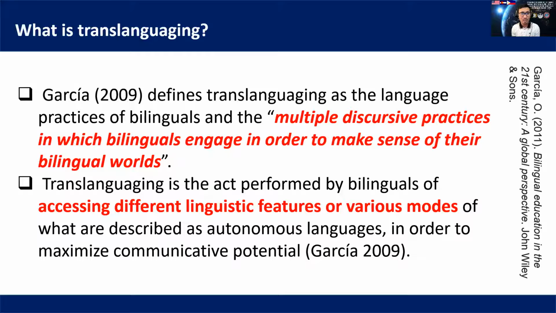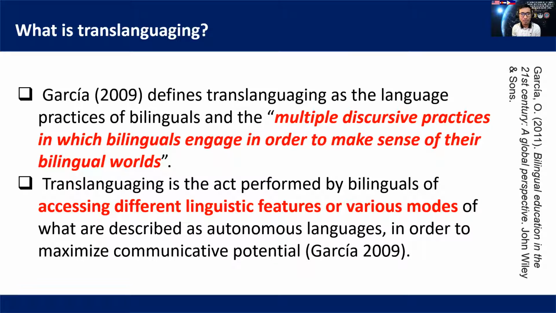So what is translanguaging? According to Garcia, translanguaging is defined as the language practices of bilinguals and the multiple discursive practices in which bilinguals engage in order to make sense of their bilingual worlds. Okay, so the key word here is that this is a language practice of bilinguals in order to make sense of their worlds, in order to make sense of their environment.